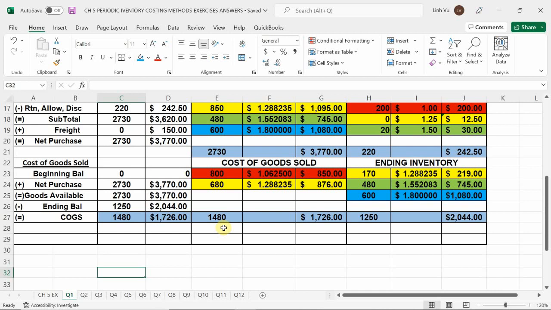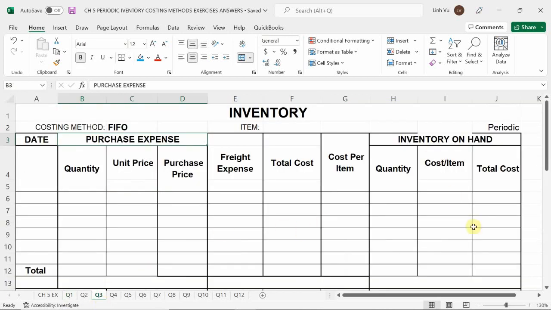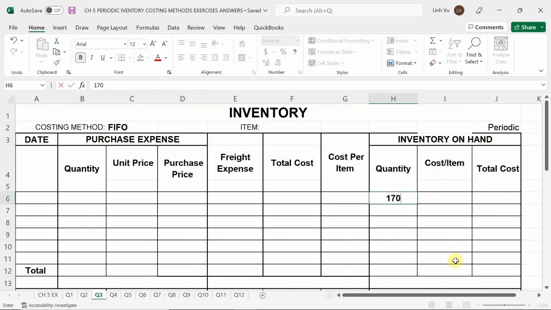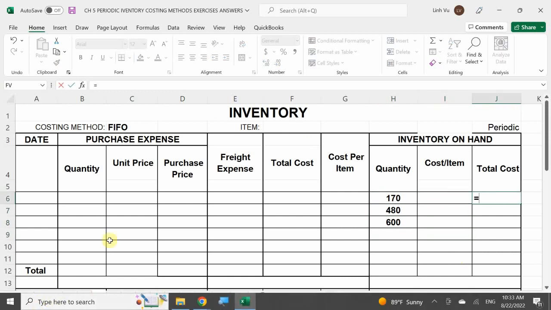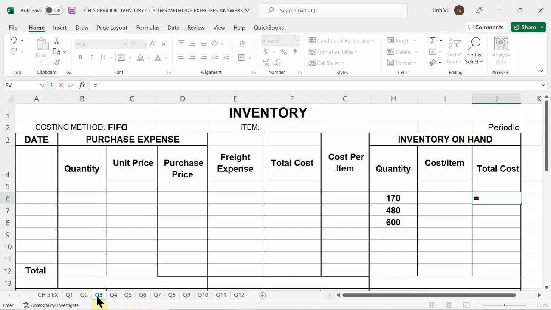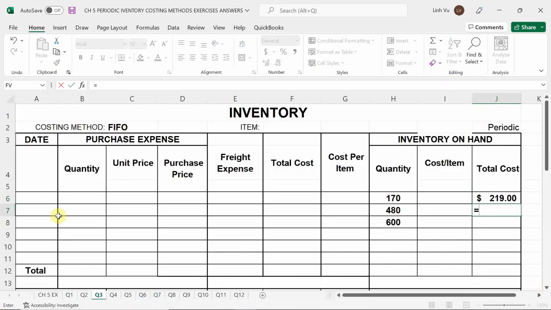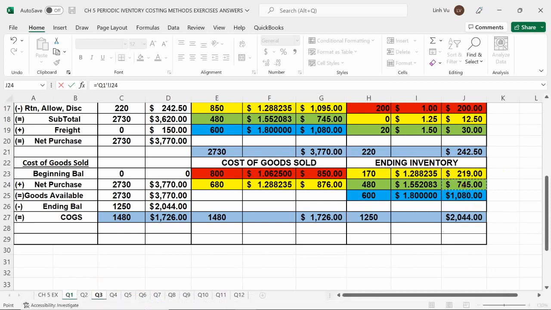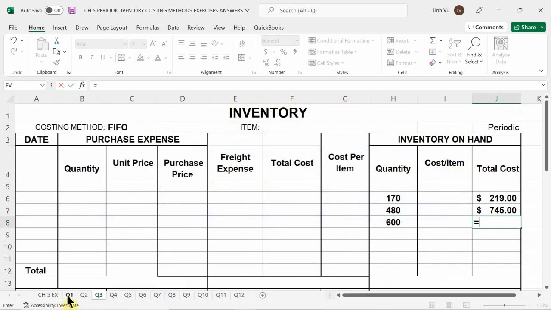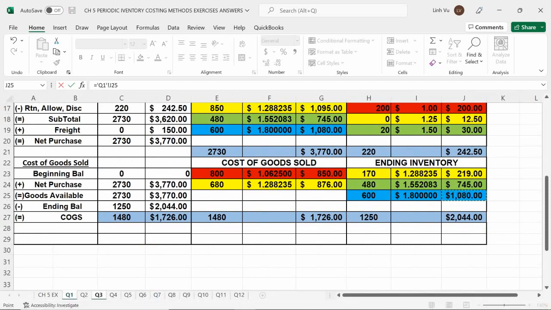So I'm going to copy over this exact ending inventory, because now this becomes my beginning inventory. I know I have a total of 1250 to begin with and carry over to my new inventory. So I got 170, 480, and 600. Copy that over into my new inventory worksheet here. And I'm going to copy my numbers over. I got 219 for the first one, 745 for the second one, and I have my blue batch at 1080.